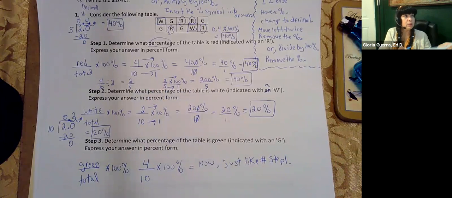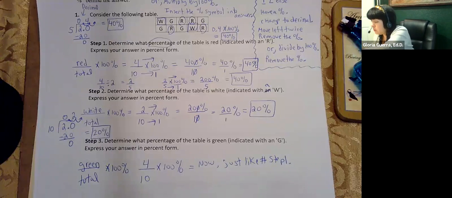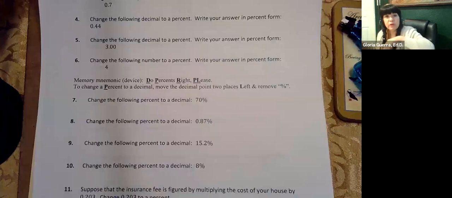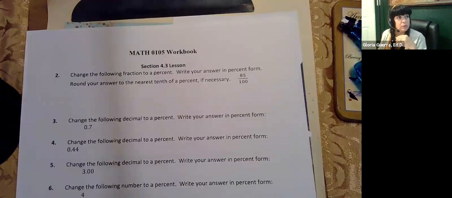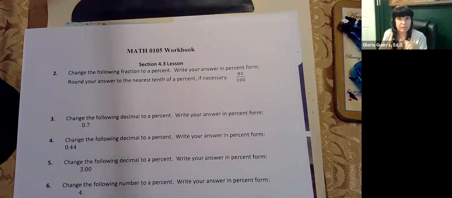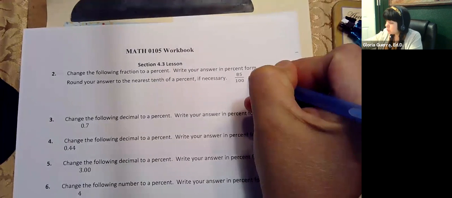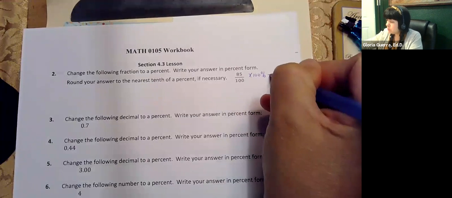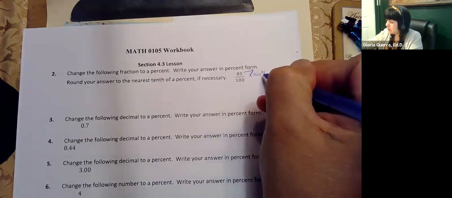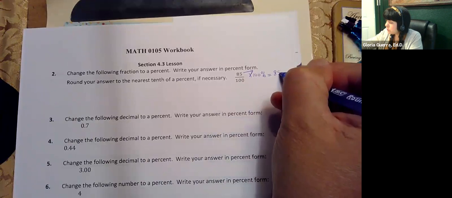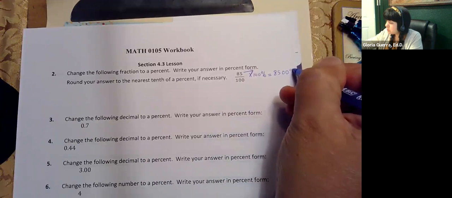Okay, let's look at the next page. Change the following fraction to a percent. So here you already have a fraction. In step 1, you had to make a table and set it up. Here you already have a fraction, so if you wanted to, you could just go straight to times 100%, and then you could just multiply straight across. 85 times 100 is 8500, and then put your percent symbol.